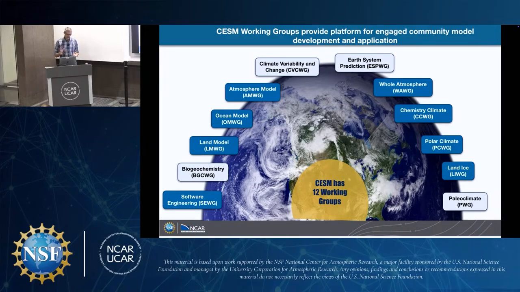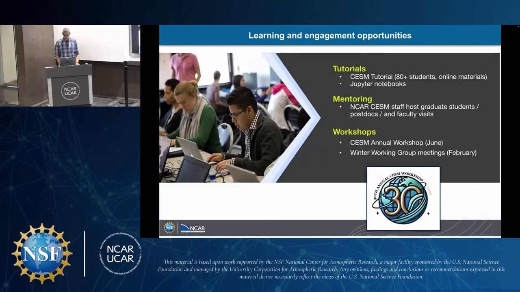About two thirds of these working groups are what we term model development working groups, where they have some responsibility for developing one of the component models within CSM, but they also have a lot of science activities within them. And then we have 4 working groups that are mostly focused on applications: biogeochemistry, climate variability and change, Earth system prediction, and paleoclimate, focusing on just the application of CSM. And so I really encourage you to get engaged.